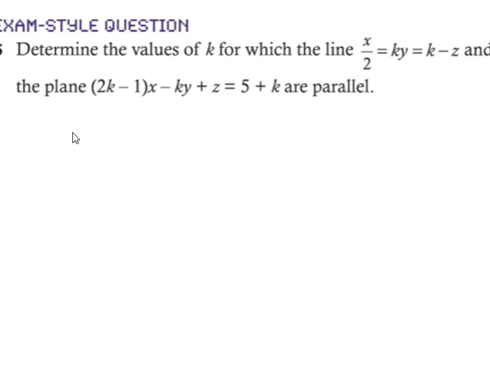And this question's far more interesting. Determine the values of k for which this line and this plane are parallel. So you might want to wonder for a moment, if this line is parallel to this plane, what must be true about the direction vector of this line and the normal vector of this plane?